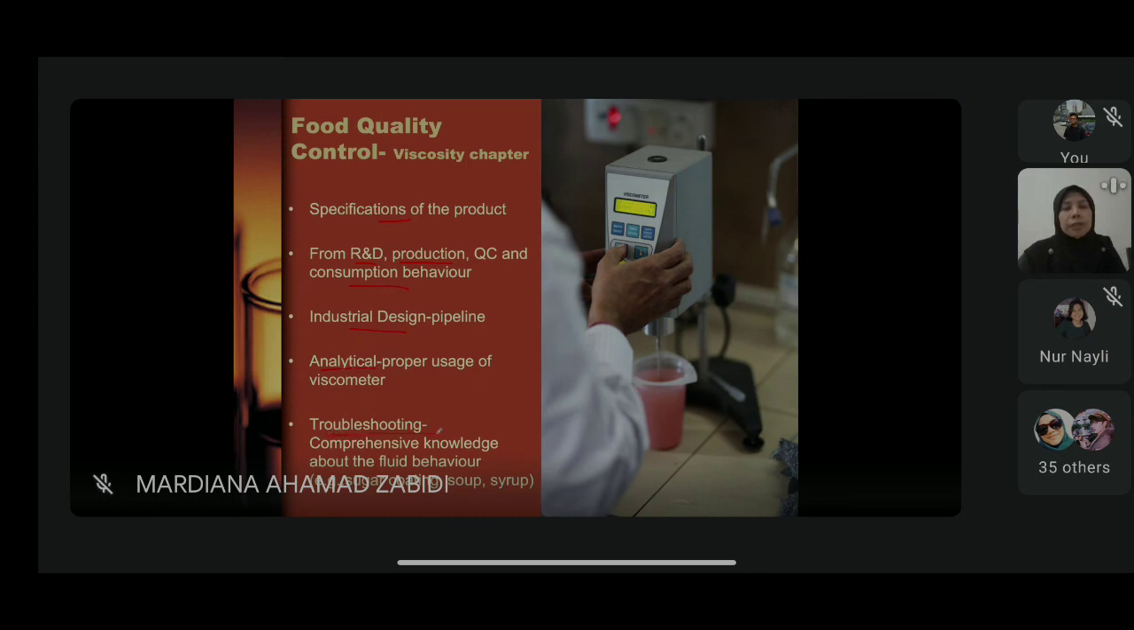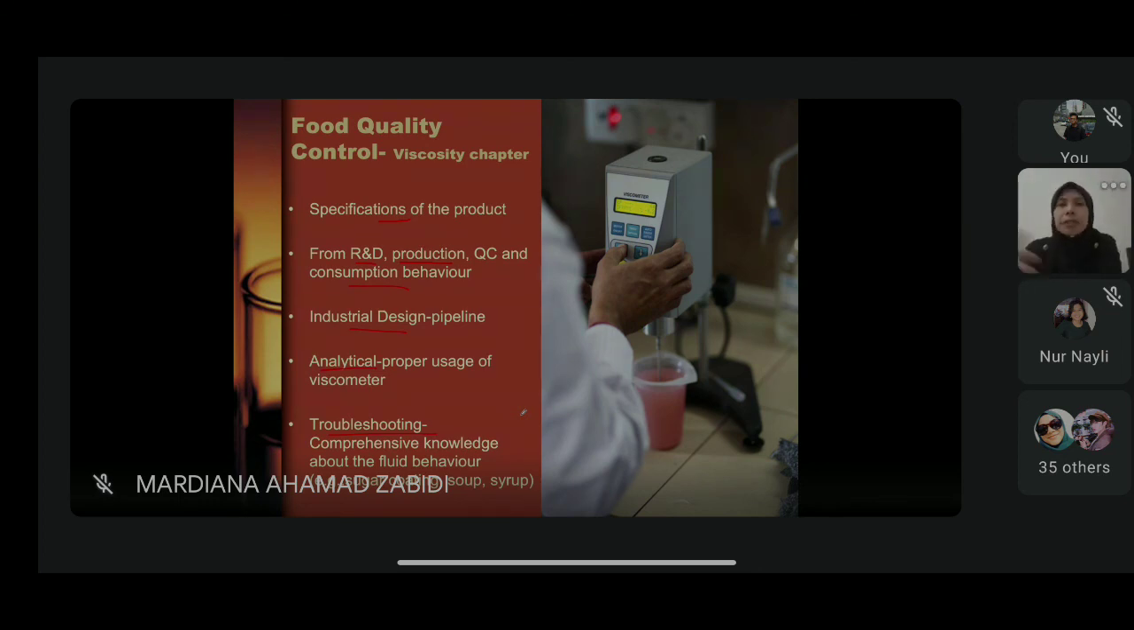If let's say you have a problem whereby your fluid resists the flow, so what went wrong? Maybe the pumping force is insufficient to pump that particular product, or the pipeline is too long. So the pumping force is insufficient to move the liquid. So that can be part of why viscosity measurement is important in the industry. It's not only in the food industry, but in other industries as well.